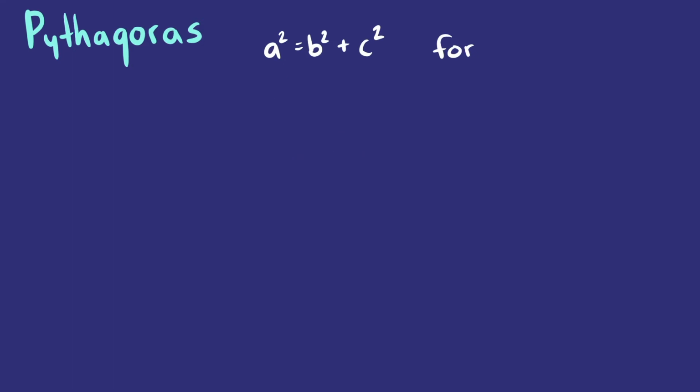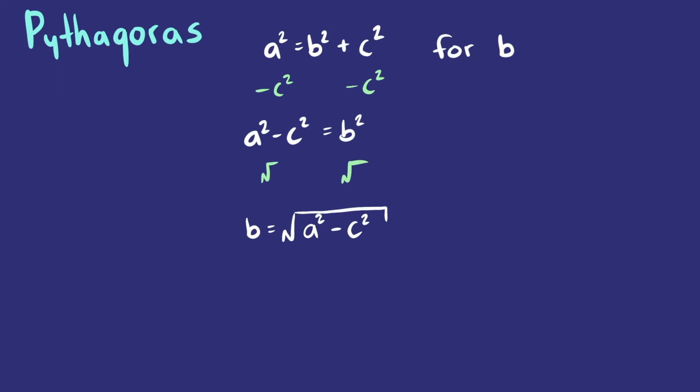Let's now solve this for b. Our first step to isolate the b is to subtract the c squared from both sides. And now, just like last time, we need to square root both sides to get rid of the square above the b, which gives us the square root of a squared minus c squared.